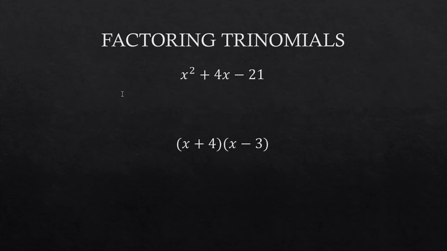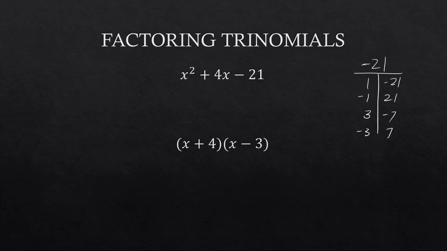Looking at another trinomial. Here we have negative 21. Let's look at the factors of negative 21. We have 1 times a negative 21. We have negative 1 times 21. And does 2 go into it? No, it's not even. Does 3 go into it? 2 plus 1 is 3. Yes, 3 can go into it. 3 times a negative 7 and a negative 3 times 7.